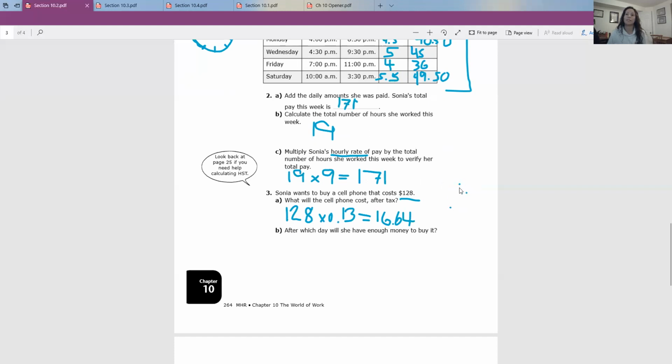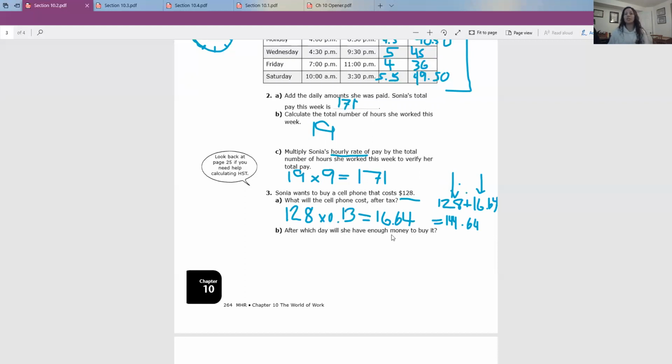Okay, there we go. So in total, we're going to take our 128 and we are now going to add it to this 16.64, the tax, right? So this is the cost and this is the tax. And when we add them, we get our total cost, which I got $144.64. Okay. So that's our total amount. This is review, so I'm hoping you remember how to do that.